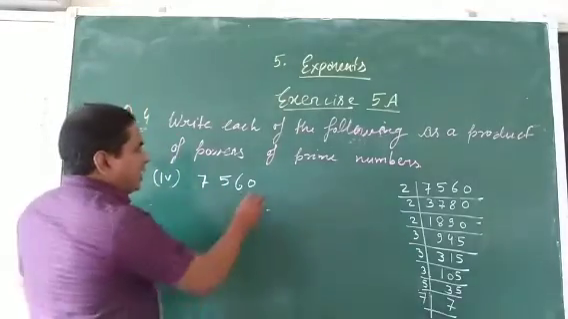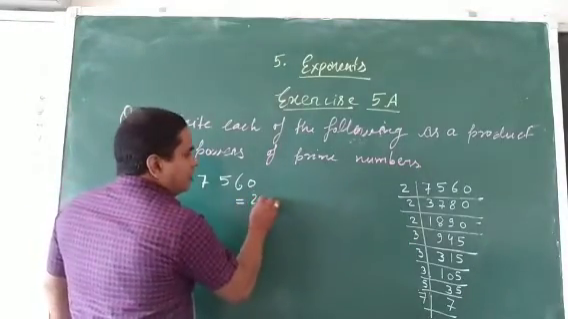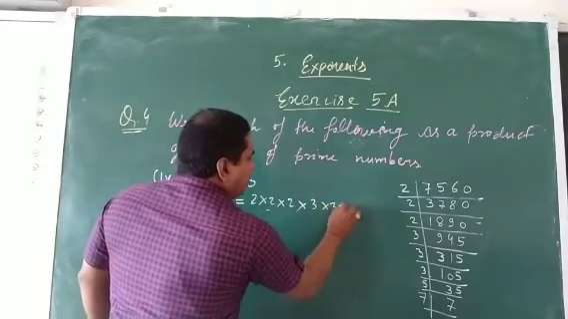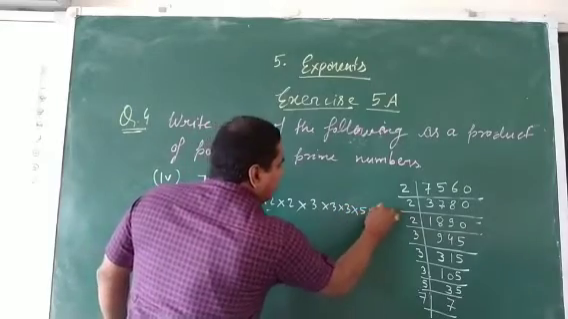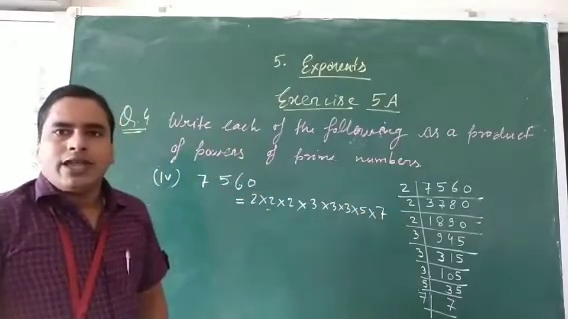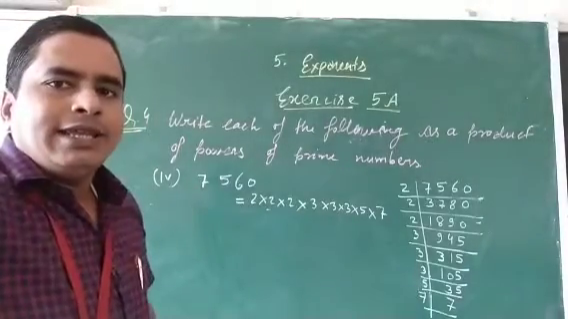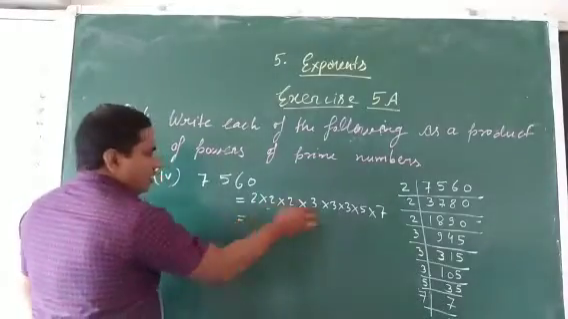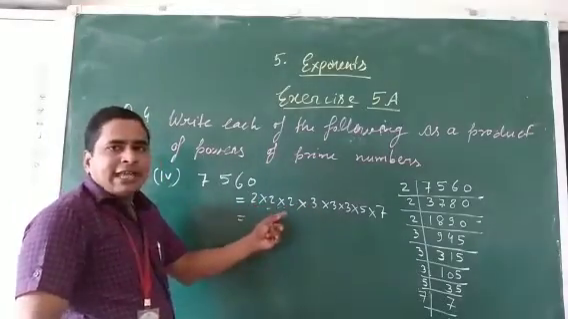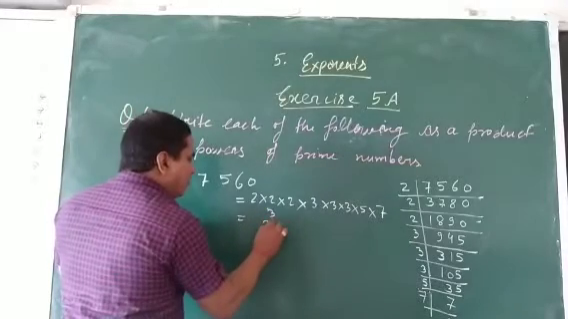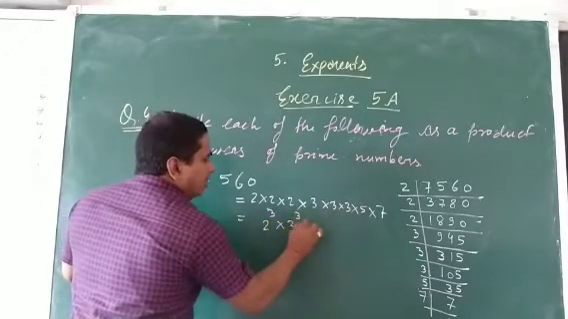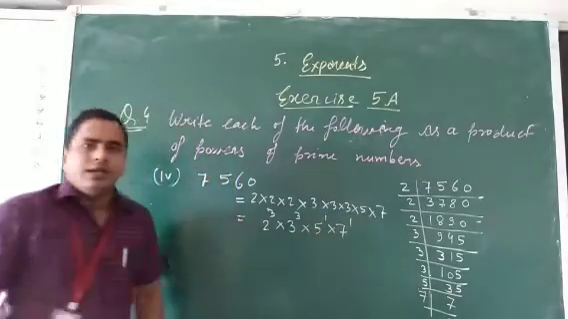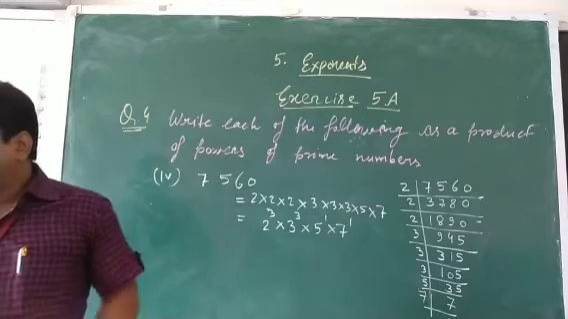So write its prime factorization. 2 into 2 into 2, then 3 into 3 into 3, then 5, then 7. Okay, clear? So write this in prime factorization form. Now 2 multiplied 3 times, so you can write this as 2 raised to the power 3 into 3 raised to the power 3 into 5 raised to the power 1 and 7 raised to the power 1. This is the prime factorization of this number.